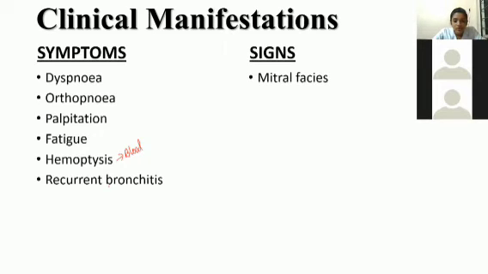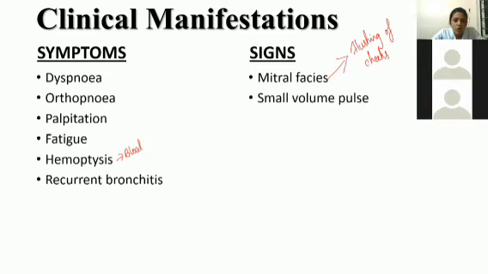In signs, first one is mitral facies. What is this? In mitral stenosis, one specific sign we can observe in the face. That is known as flushing of cheeks. This we can observe in mitral stenosis. This is a repeated question. You should note this. In mitral stenosis, there will be flushing of cheeks. That is known as mitral facies.